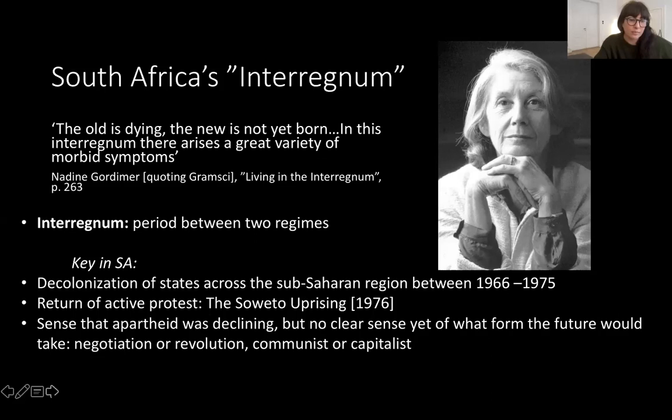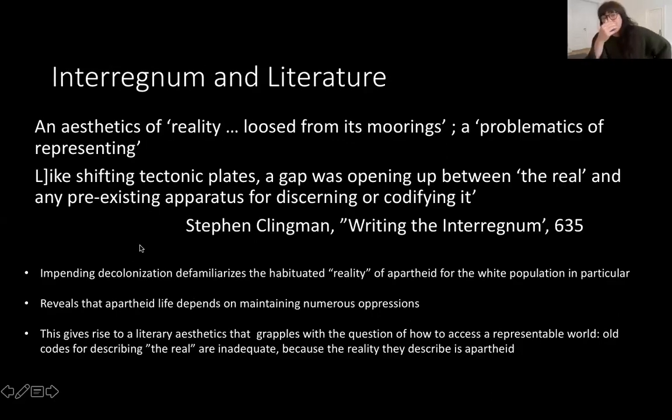So the interregnum, the relationship between the literary imaginary and the interregnum, has been taken up by a number of critics, but most fully by Stephen Klingman, who writes that the literature of the interregnum in South Africa, so the literature of the end of the 20th century, is remarkable for a persistent aesthetic quality, which problematizes representation itself.